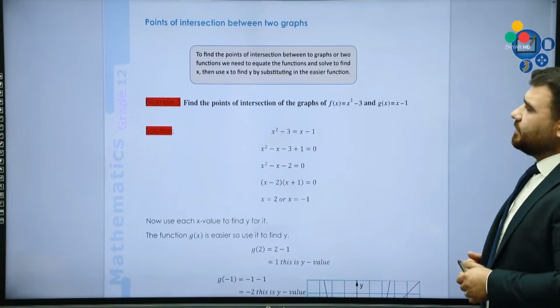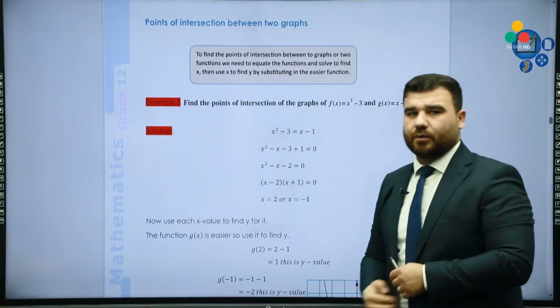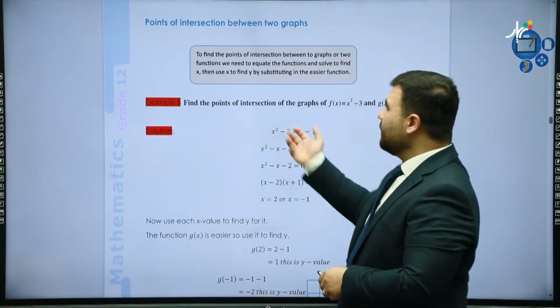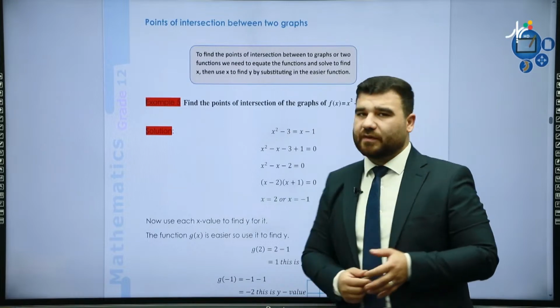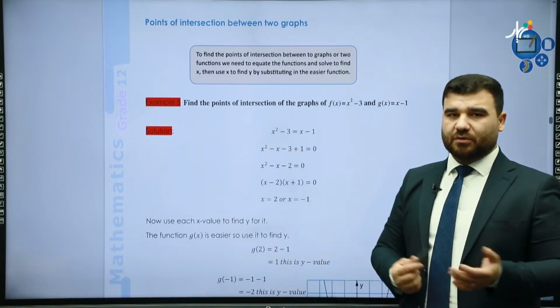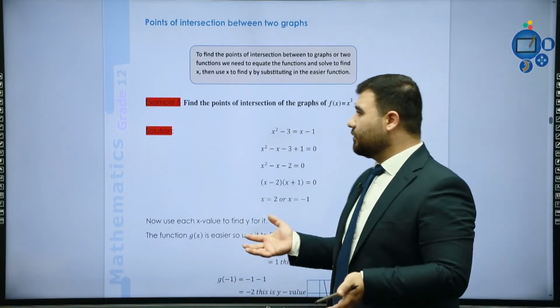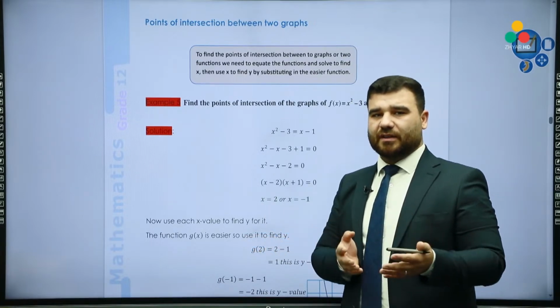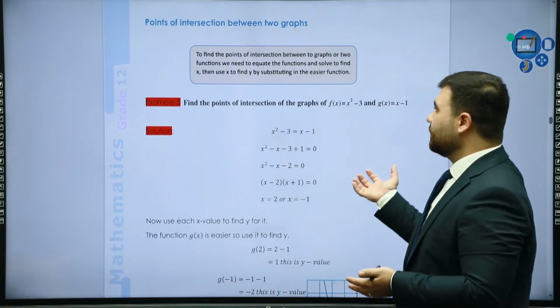That was enough about even and odd functions. We will have more examples later, more exercises. Now let's learn about points of intersection between two graphs. If we have two graphs, they intersect at some points. How can we find these points without the graph?